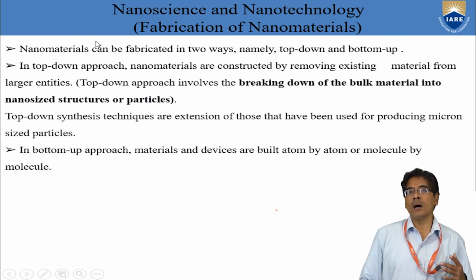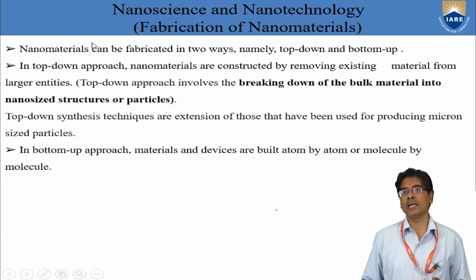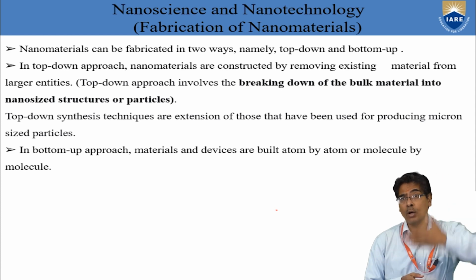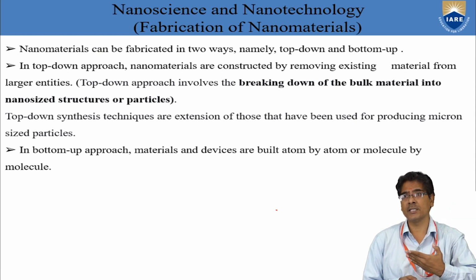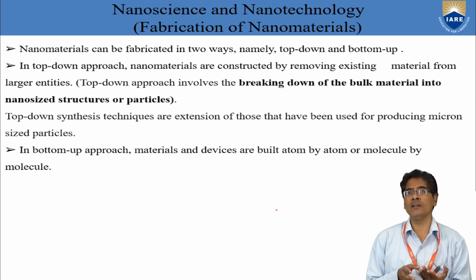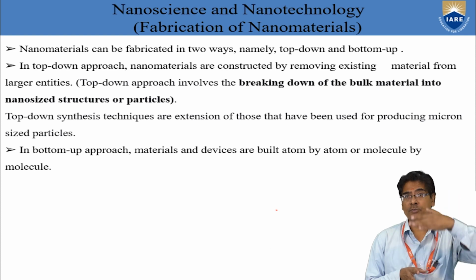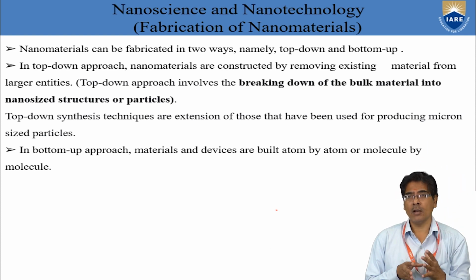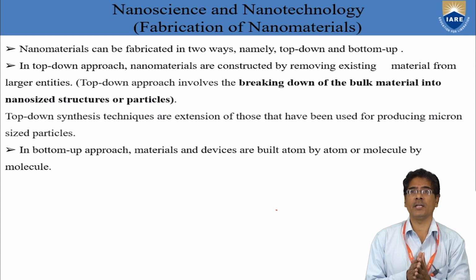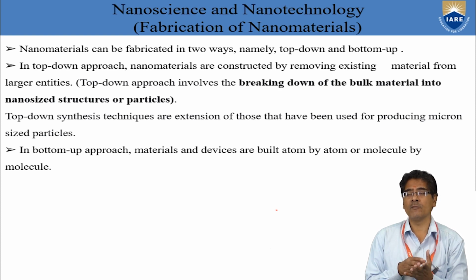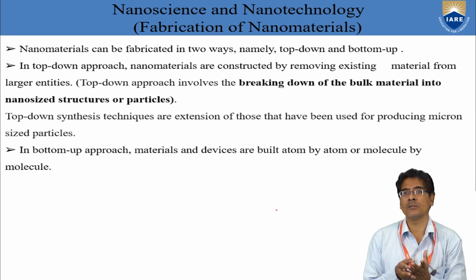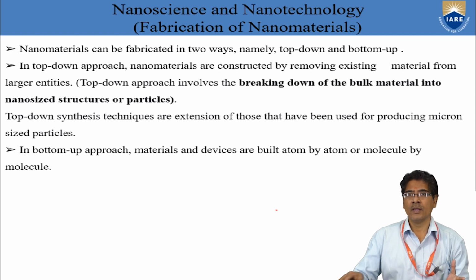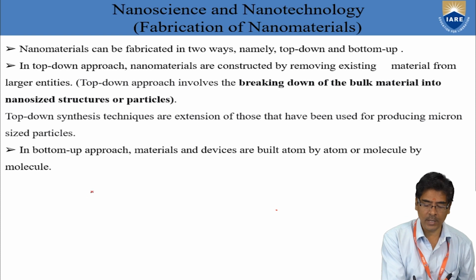In top-down approach, nanomaterials are constructed by removing the existing material from larger entities. When we come from top to down, nanomaterials are fabricated by removing the existing material from larger entities. So top-down approach involves the breaking down of bulk material into nano-sized structures or particles. In the sense we have a bulk material like this.